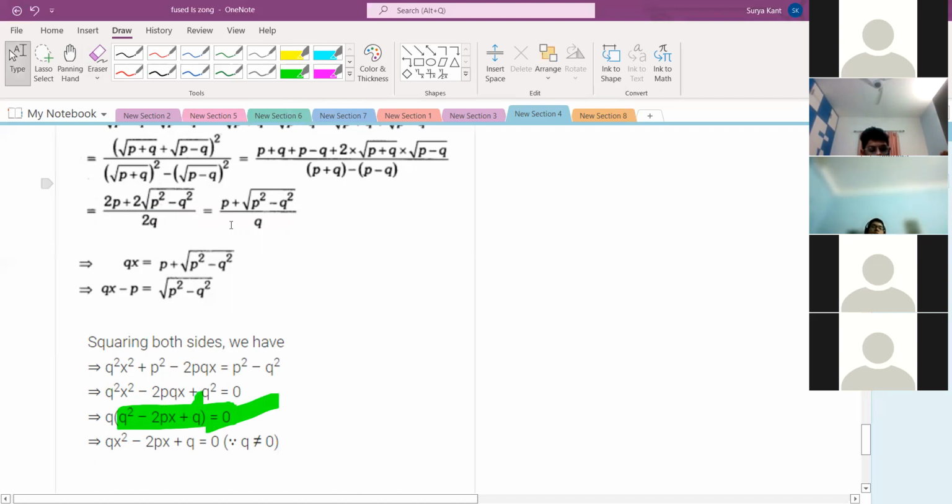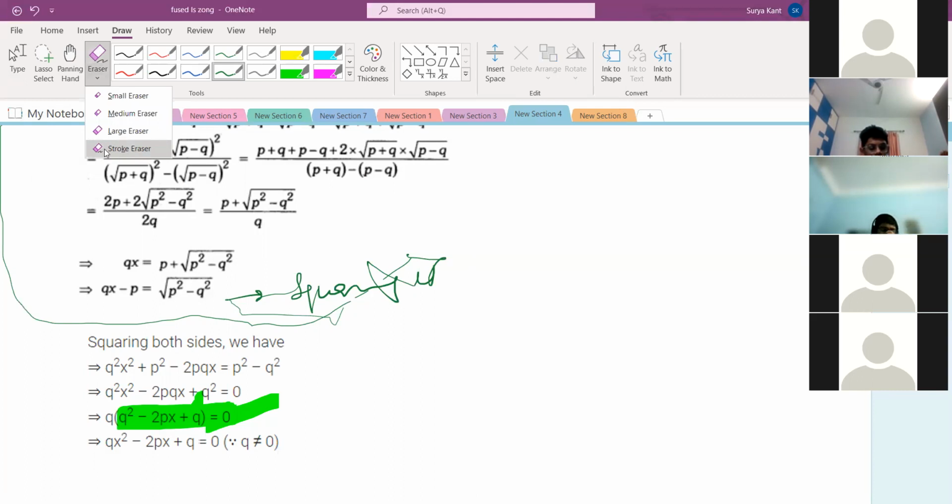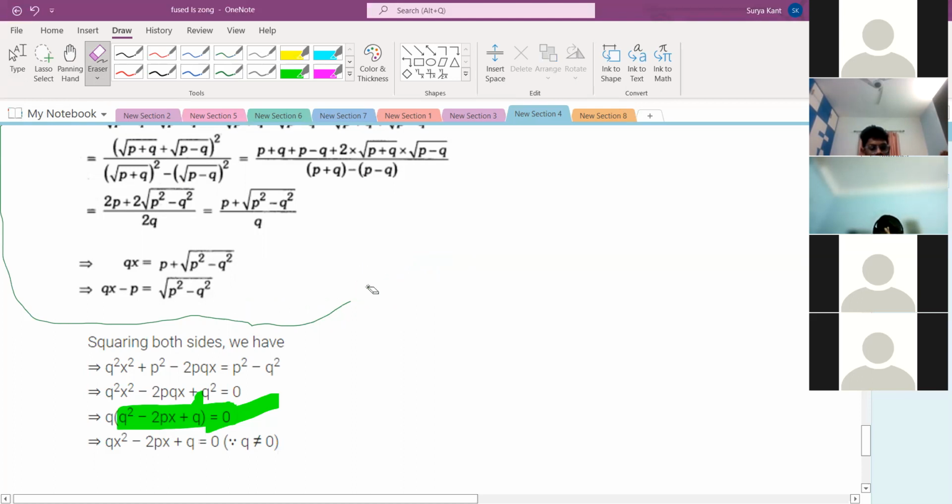Anyone having doubt in this? Squaring this part. Satvik, shall you go for the next question? 1 minute, sir.